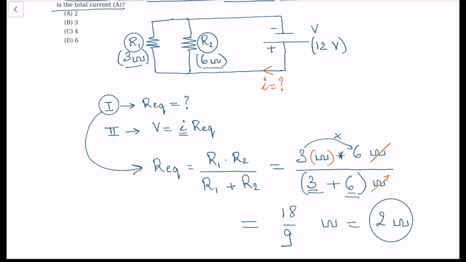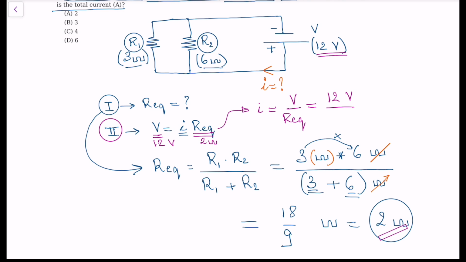So we hop on to step 2 and we plug in the values of R equivalent and the source V. R equivalent, we already found it, it's 2 ohms, and V is given to us as 12 volts. Current I is then equal to V over R equivalent equals 12 volts divided by 2 ohms, which results in 6 amperes. So the correct answer is choice D.